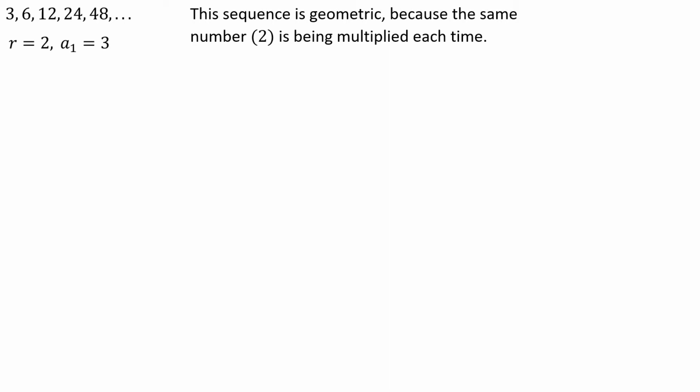The first number in the list is 3, so a sub 1 equals 3. That's the first term in the sequence. So I'm going to write down my equation. The nth term, that's a sub n, will be equal to the first term times the ratio, where the ratio is raised to the n minus 1 power. So, a sub 1, well, the first number in the list is a 3. Plug in a 3. R, well, the ratio is 2. We keep multiplying by 2. Plug in the 2. And can we simplify this?